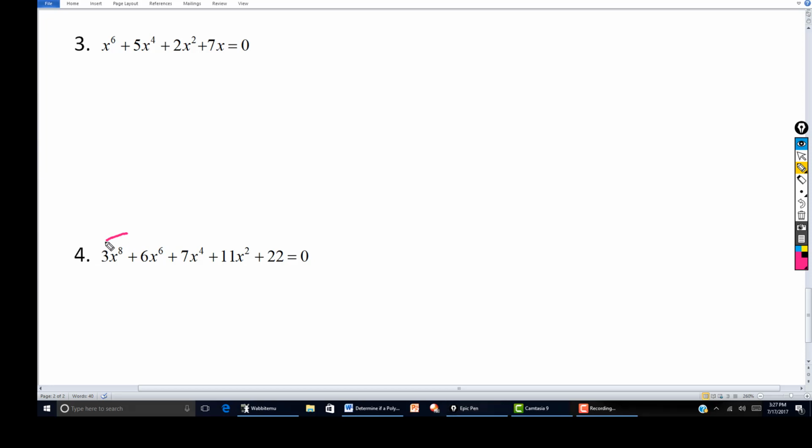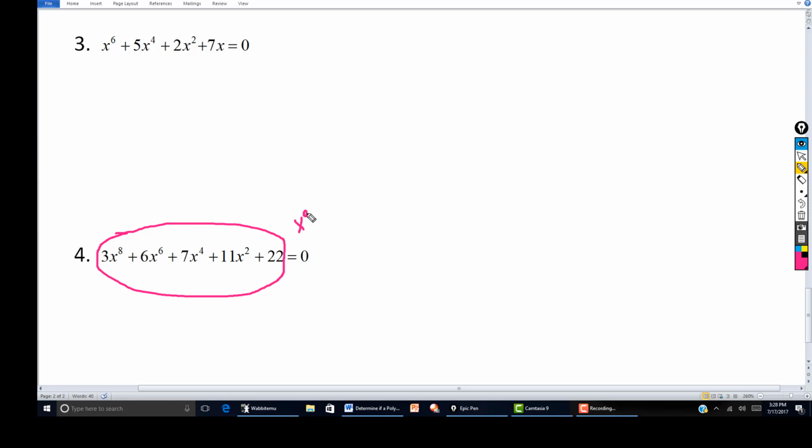And the thing you want to look at is the exponents of all the x's. They're all even. 8, 6, 4, 2. The 22 is constant, but if I want to put an x there, it would be x to the 0. Because x to the 0 is 1, and 1 times 22 is 22. So they're all even. So here's the deal.